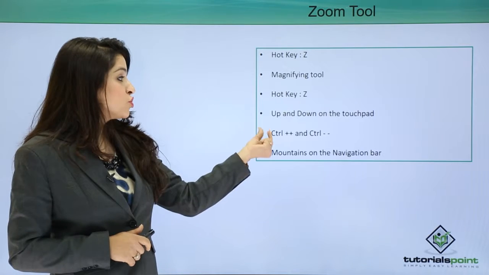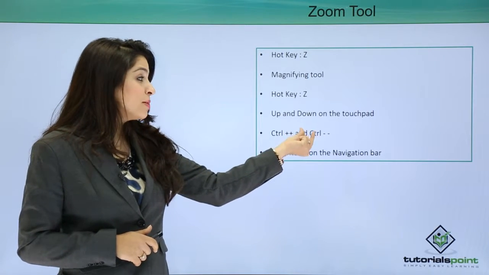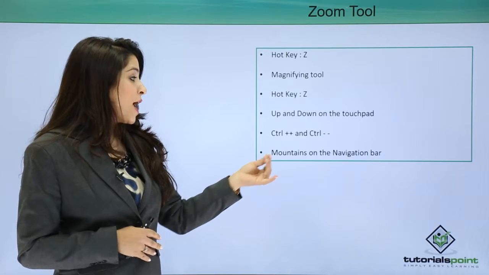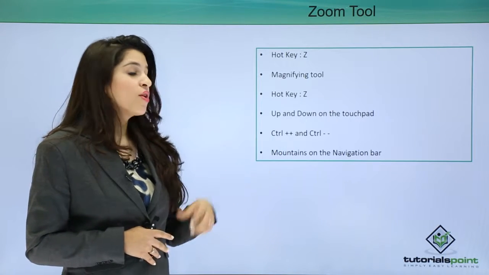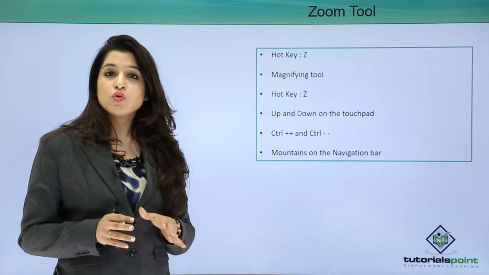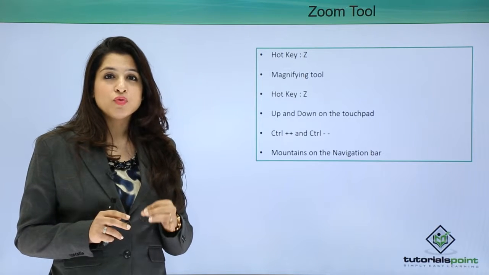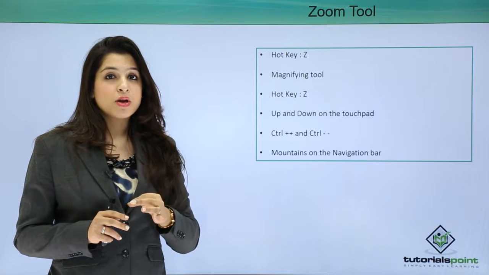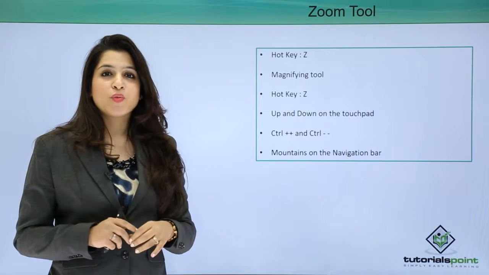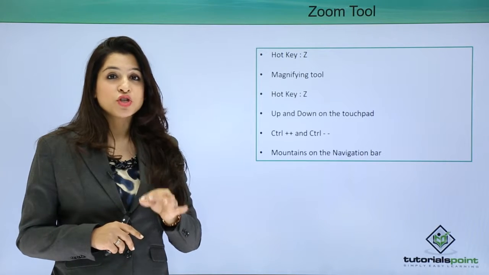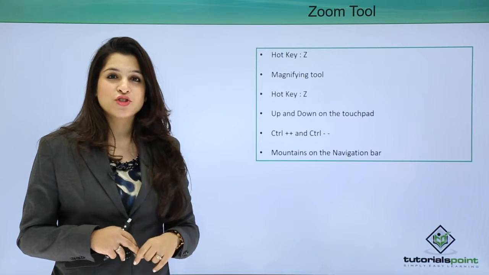You can also do Control plus plus and Control Command minus minus to zoom out and zoom in a picture. And you can also work with the zoom slider on the navigation bar. The zooming will always be very essential when you're dealing with the minute detailing in an image. You would need this zooming tool. So let's see and work with an image using the zoom tool in Photoshop.